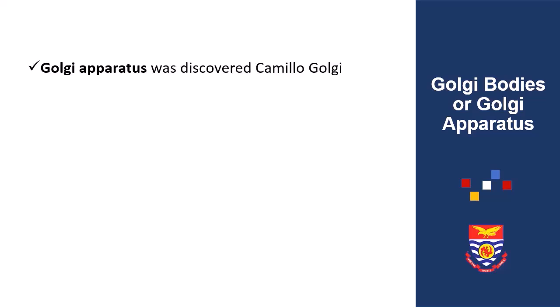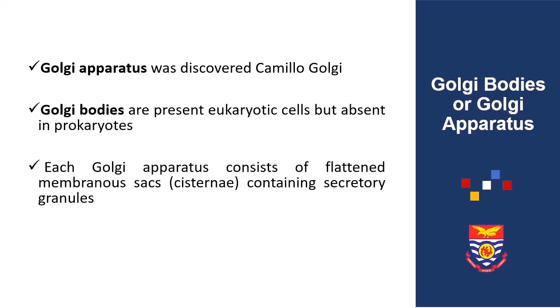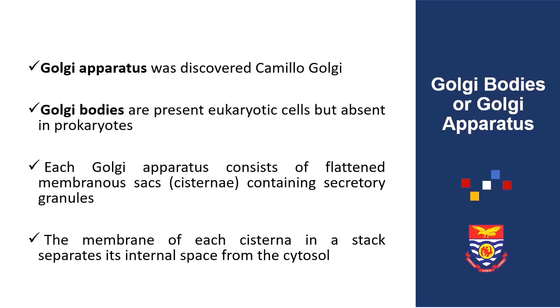Golgi bodies were discovered by an Italian physician called Camillo Golgi, and these Golgi bodies are found in eukaryotic cells, but they cannot be found in prokaryotic cells. Golgi bodies or Golgi apparatus consist of flattened membranous sacs, that is cisternae, containing secretory granules. The membrane of each cisterna in a stack separates its internal space from the cytosol.